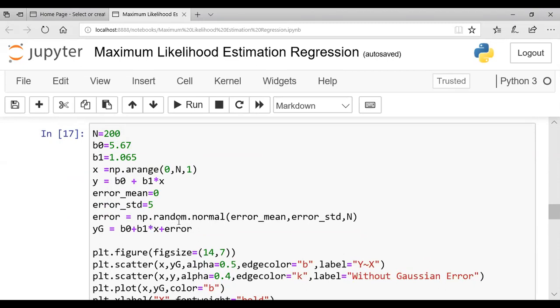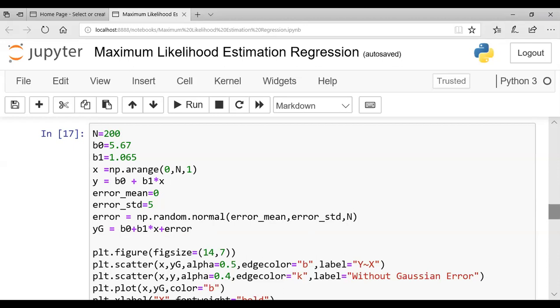So numpy.random.normal with the error mean, that is 0, the error standard deviation, and how many data points you need to create? 200. So that's why I'm passing n. So YG is the predictor which will follow the Gaussian distribution. That's why YG is beta 0 plus beta 1 X plus the error term.